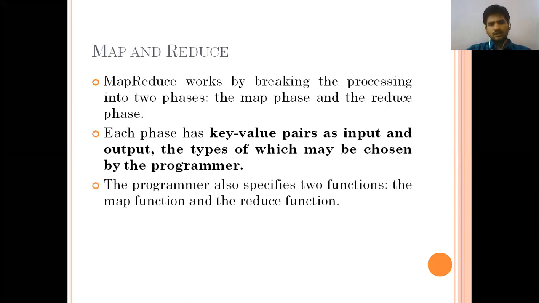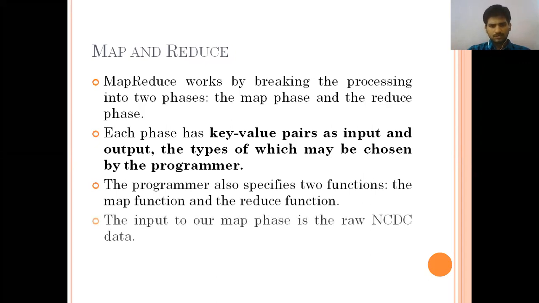So the programmer also specifies the two functions. As usual, the mapper phase and reducer phase. The same thing, we have a map function and a reduce function. That is similar terminology only, so we don't need to take as much confusion. The input to our map phase is our raw data, raw NCDC data. So what is the input of our map phase? We have two phases, the map phase and the reduce phase.